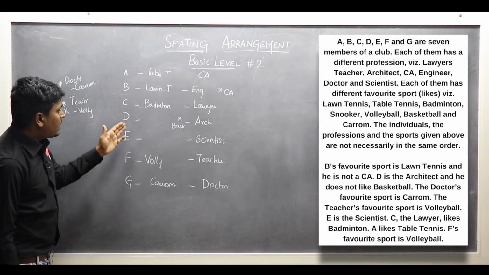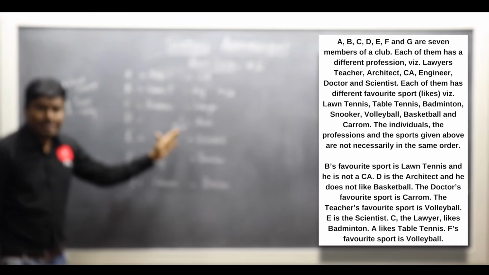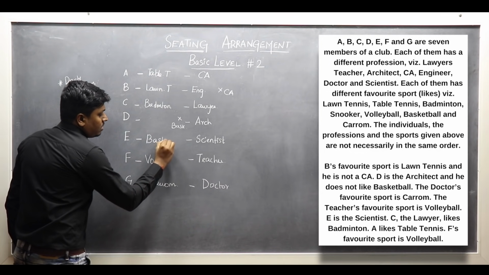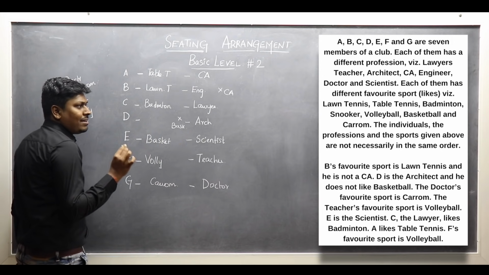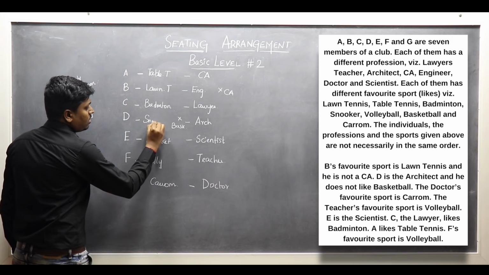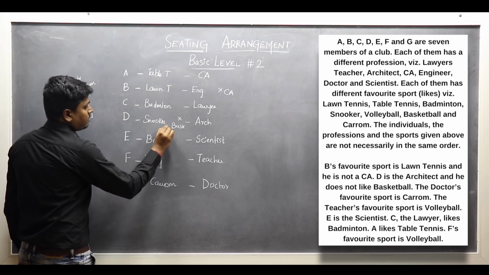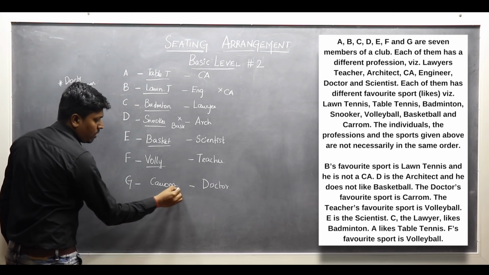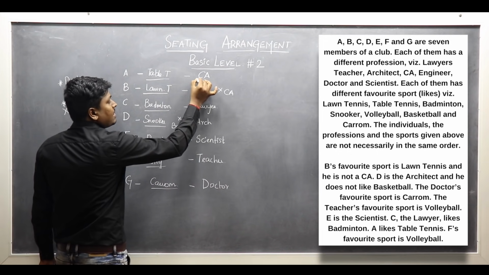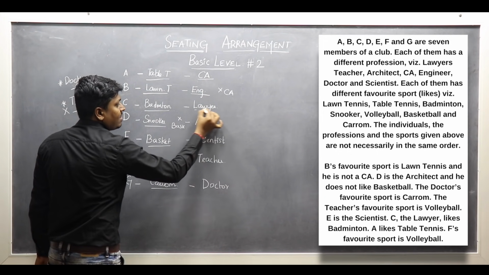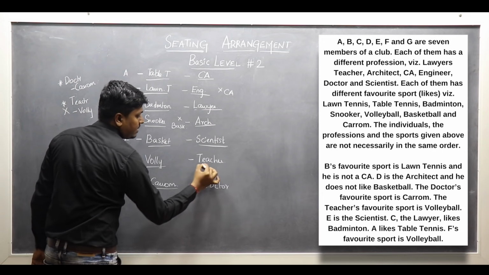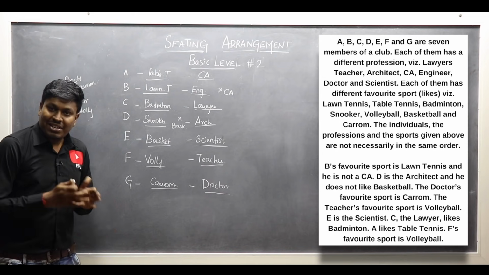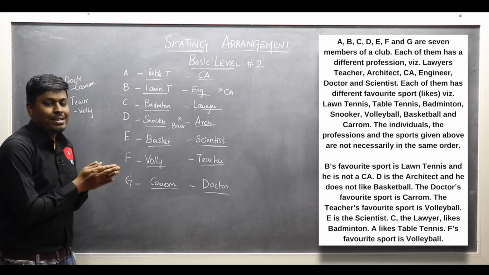Similarly, we know that the person D does not like basketball. Only one possible, then E should be basketball. Got it? What is the remaining game? That is snooker. So snooker should be D. That's it. Snooker, badminton, lawn tennis, table tennis, basketball, volleyball, carom. And the professions: A is CA, B is engineer, C is lawyer, D is architect, E is scientist, F is teacher and G is doctor. That's it. This is the way we solve all these kinds of simple basic arrangements.